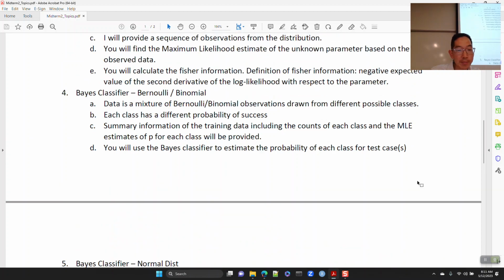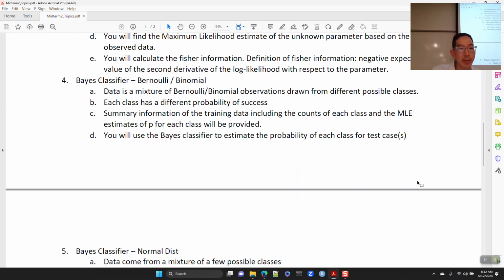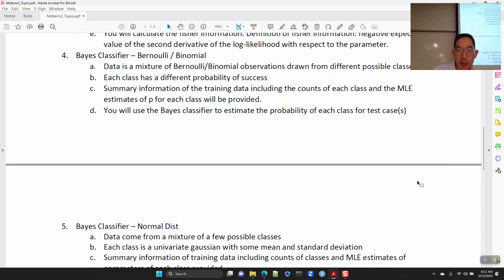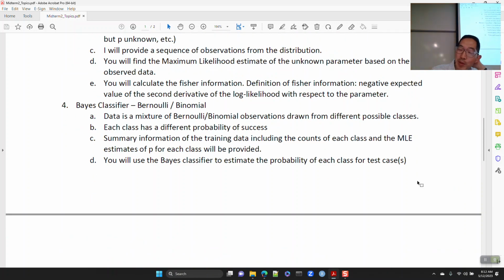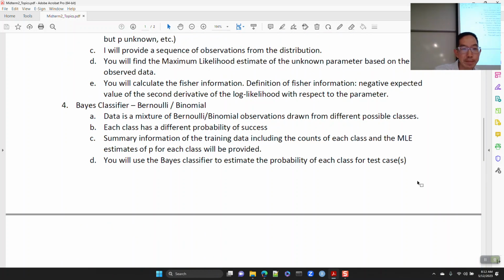We'll also have a Bayes classifier problem, and maybe Bernoulli, binomial, maybe normal distribution, maybe both. Again, I'm debating on which of these problems to throw in there. So you'll have data drawn from a Bernoulli distribution or a binomial distribution. You got this sequence of yes or no's, or this many yeses and this many no's, successes or failures, however we call them.